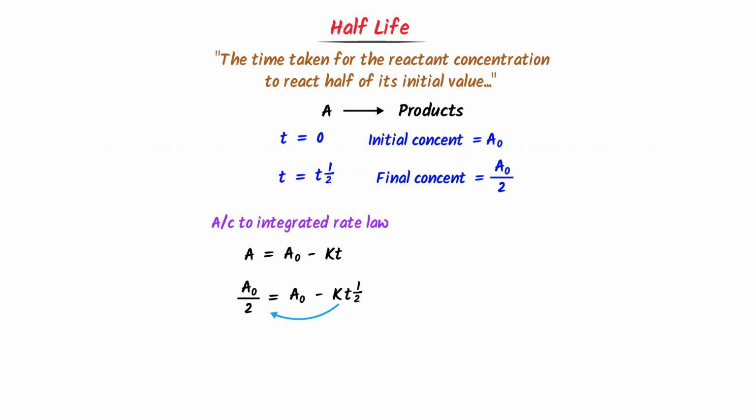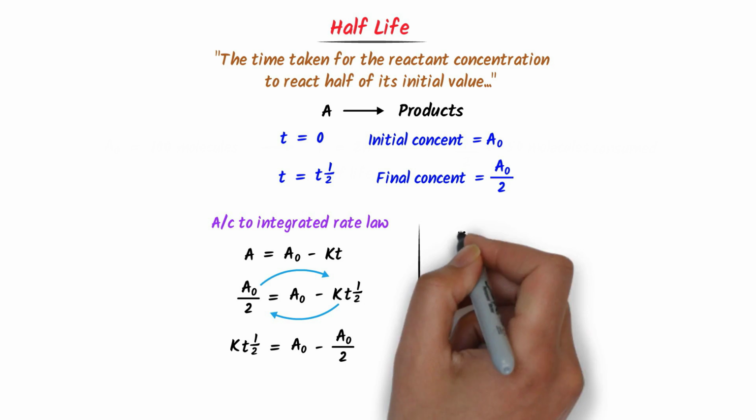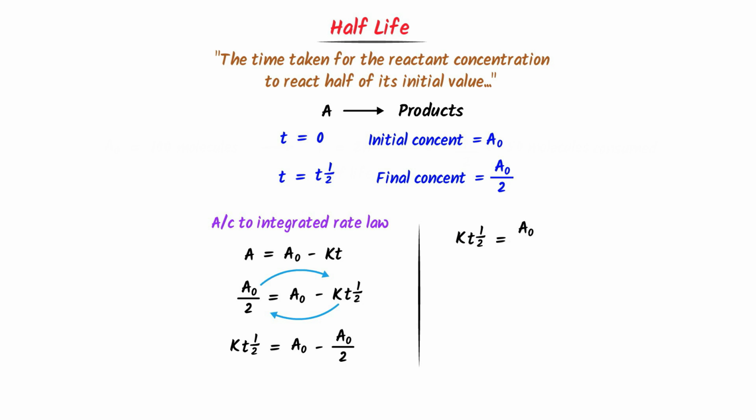Now I shift minus K and t from the right hand side to the left hand side, while I shift A0 by 2 from the left hand side to the right hand side. I get K into half-life is equal to A0 minus A0 by 2. Or I get K into half-life is equal to A0 by 2. Here, I shift K to the right hand side. I get half-life is equal to A0 by 2K. This is the equation of half-life of zero order reaction. You must memorize it because we will use it to crack zero order numerical problems.